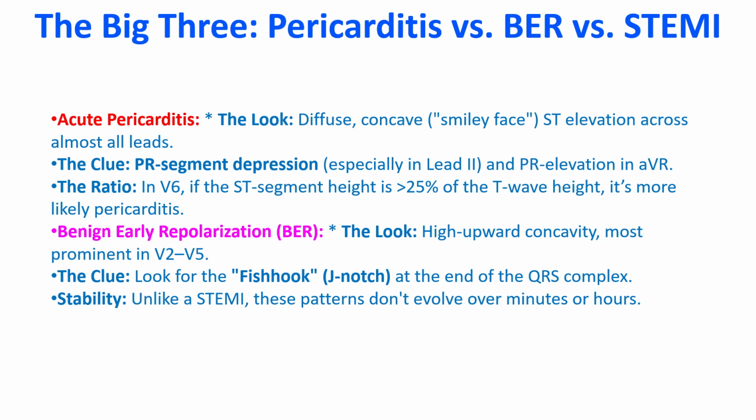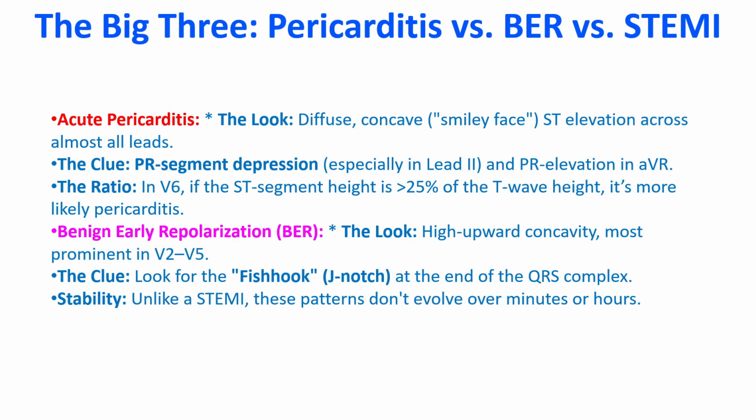There will be, or may be, PR segment depression, especially in lead II, and PR elevation in aVR. In V6, if ST segment height is more than 25% of the T wave height, it is more likely pericarditis.